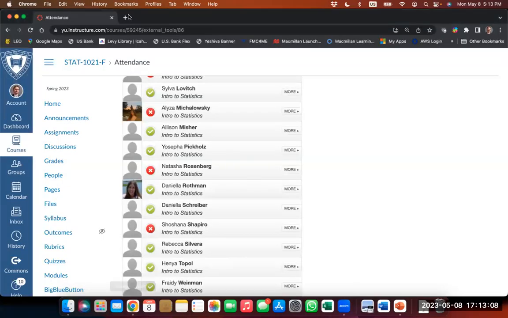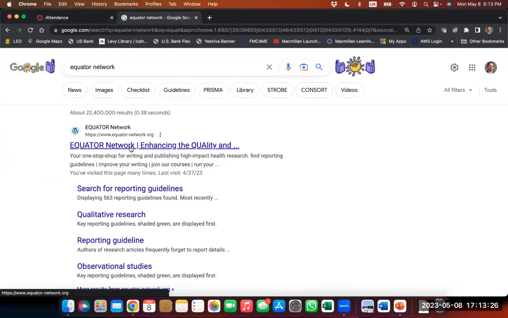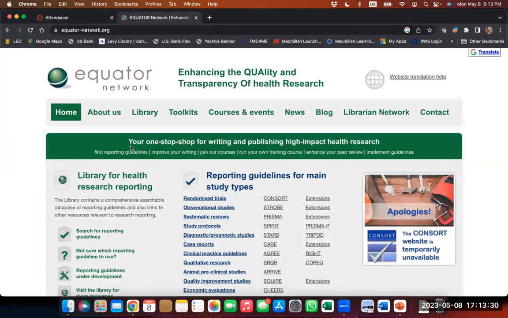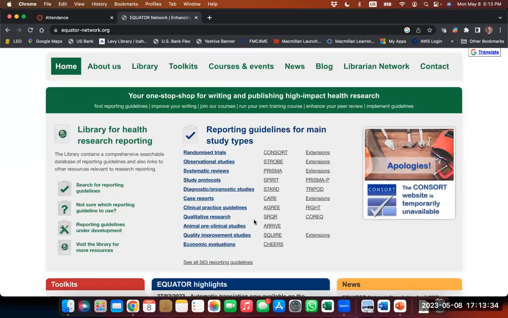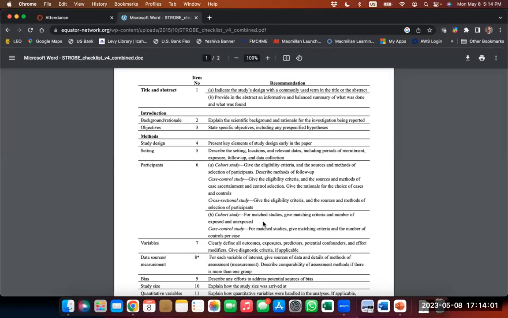In addition to that, I also want to quickly show you the so-called EQUATOR Network. It has nothing to do with the globe, but the EQUATOR Network is about enhancing the quality and transparency of health research. You remember how we talked about different study designs? You have different ways of approaching data, and they have guidelines for each individual study design. I do a lot of observational studies in epidemiology. When you look at these checklists, they very transparently show you what you need to write into your paper to make it transparent and present your data with a logical flow. These are all the bullet points that need to be touched upon in your paper.